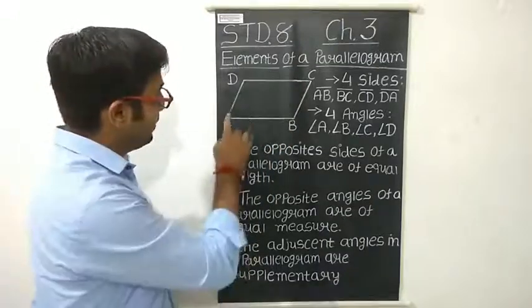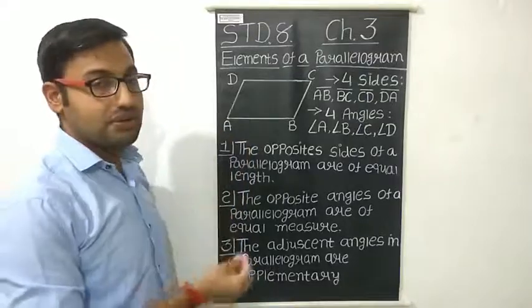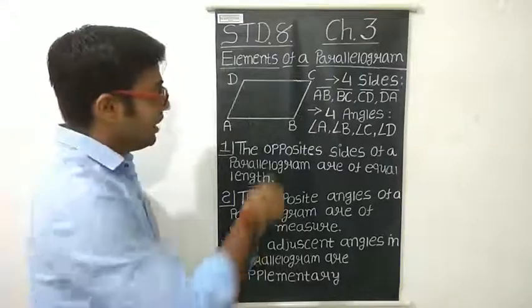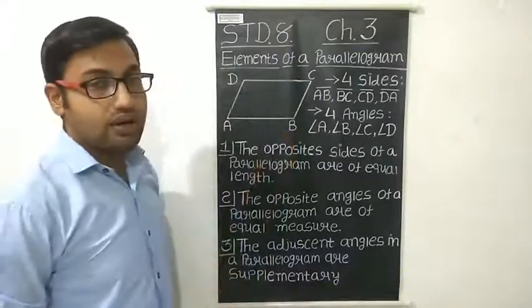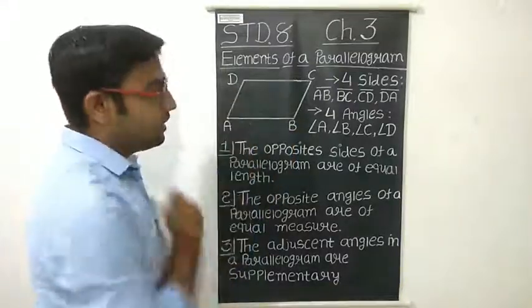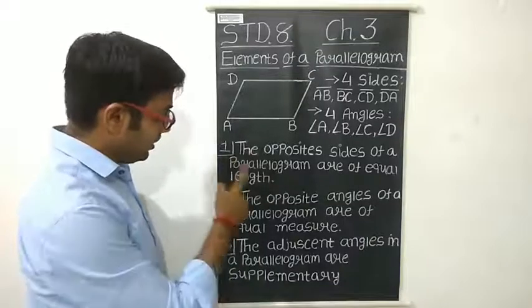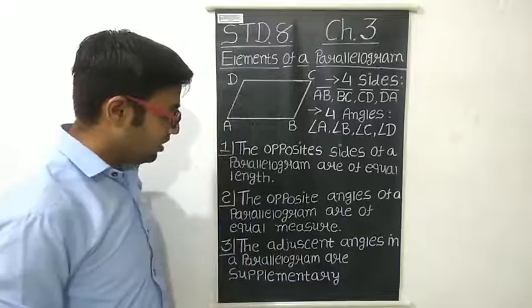Let us take an example. If angle A is 70 degrees, then C is also 70 degrees. If B is 120 degrees, then D will also be 120 degrees. Right? So these are the two properties. What is the third one?